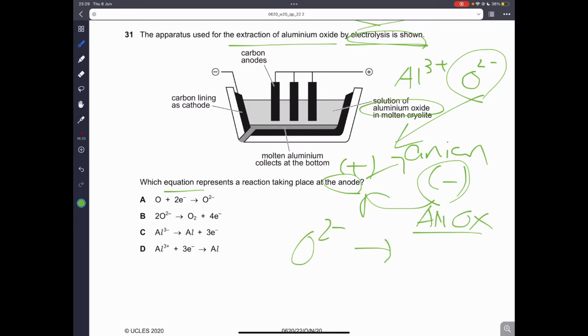and therefore the anion is going to undergo oxidation. Remember, OIL RIG or the acronym you remember it by, to form oxygen gas at the anode in this part, and therefore B is the reasonable answer.